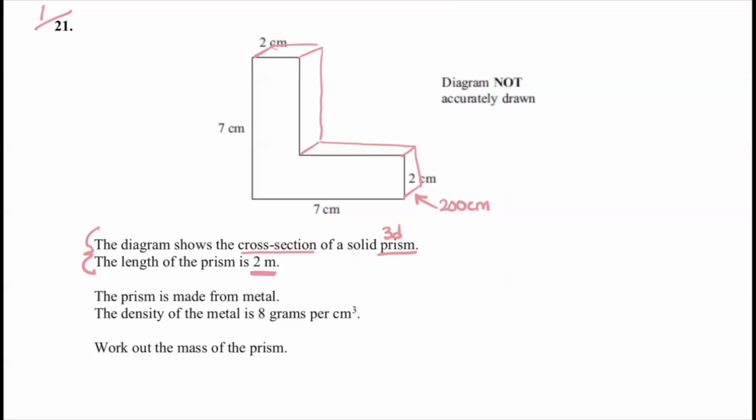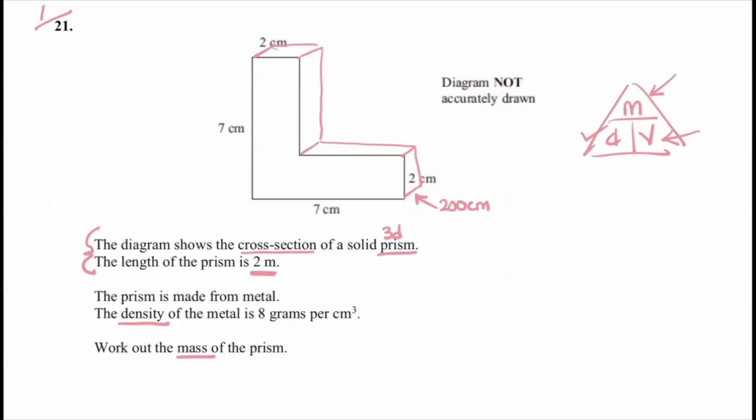The prism is made from metal. The density of the metal is 8 grams per centimeter cubed. I've got to work out the mass. Now, those are those key words that I want to be picking up on. And we've got our formula triangle, mass, density, volume to help us. The density has been given to us. So we've got that. We have to work out the mass. We can't do that unless we have the volume. And the volume has not been given to us.